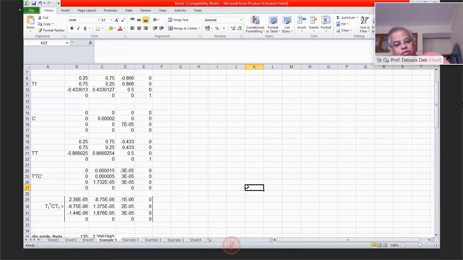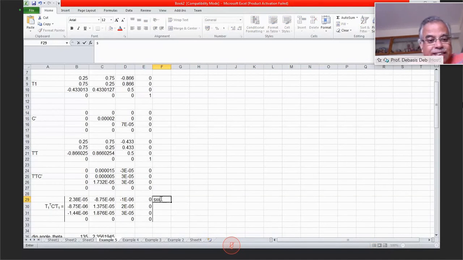Now this is what I was telling you. Now you can see what has happened. Now this is basically related to sigma xx. This is sigma yy and this is tau xy.